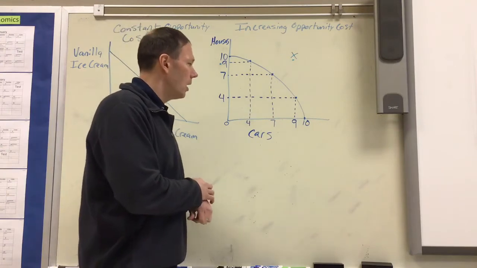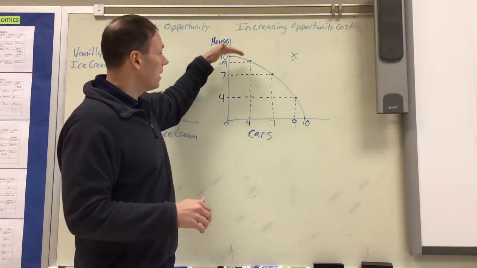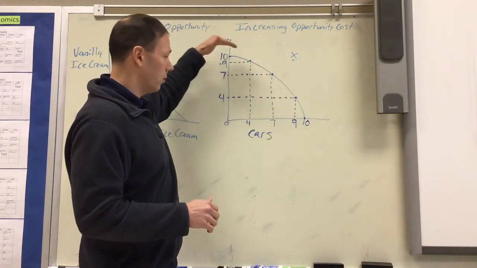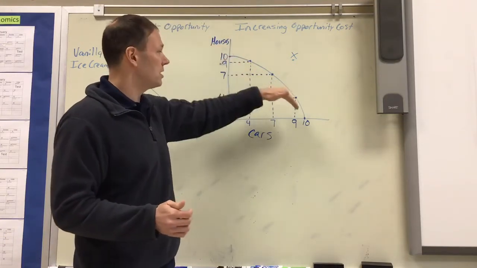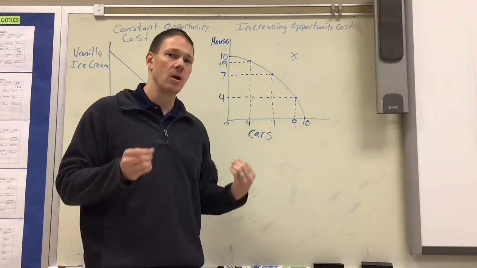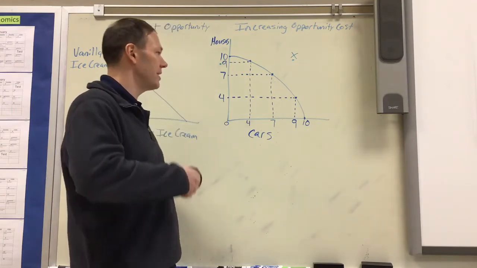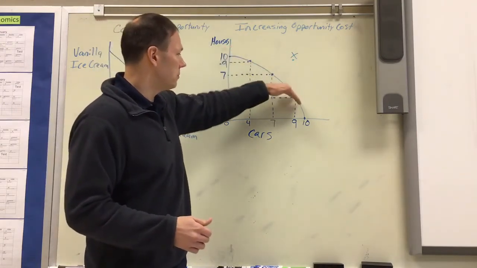Remember though, some of the nuances of the curve. So some things to remember. If you are on the curve, or you could say it this way, the curve represents how many different combinations we can make if we are producing all of our resources. Okay, so in other words, if we're using all of our resources and making as much as we could, we would be on the curve.